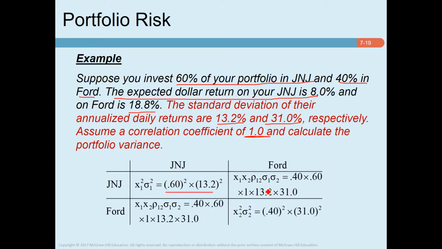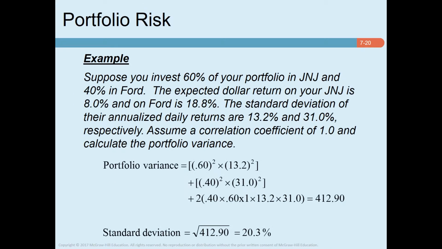Now, this is how we calculate the individual components. This is pretty straightforward. Now, if we simply combine them in the equation that we have previously seen, look, this is the weight squared of asset 1 and standard deviation squared of asset 1, weight squared of asset 2, that's 40%, and standard deviation squared of asset 2. Then 2 times weight of asset 1, weight of asset 2, standard deviation of asset 1, standard deviation of asset 2, and correlation. So you can see this is the portfolio variance, and if we take the square root, it's 20.3%.